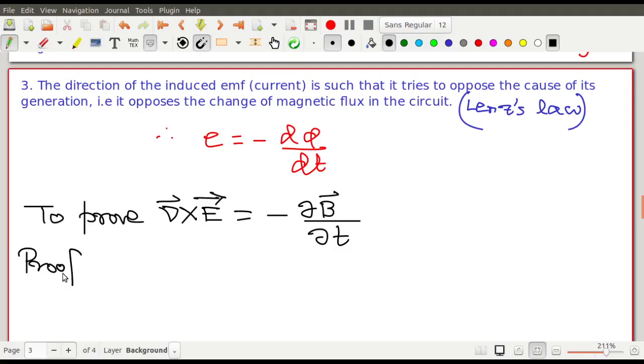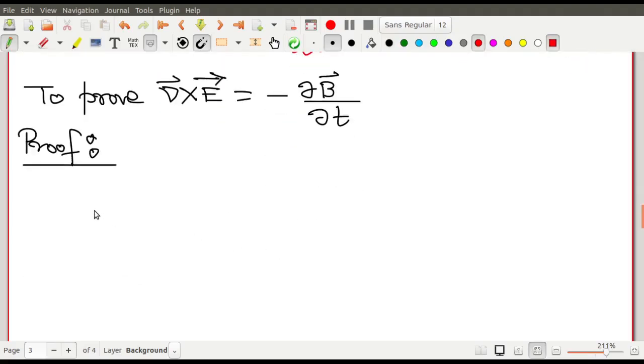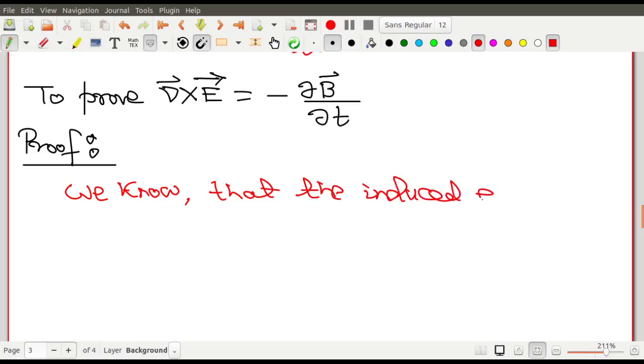Proof. We know the induced EMF, we know that the induced EMF E equals to minus d phi dt, right? E equals to minus d phi dt. Actually it's better to write minus del phi del t, because the flux is a function of both space and time. Flux টা তো space এবং time দুইজনেরই function হয়, it is a function of both space and time, so it's always better to write del phi by del t.